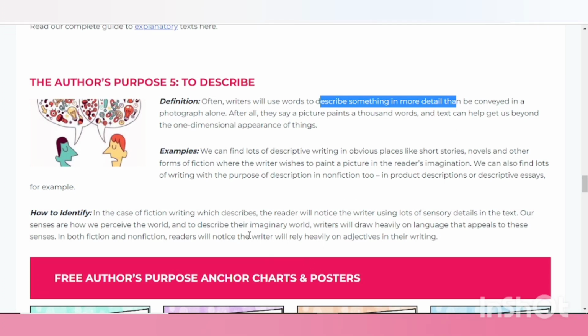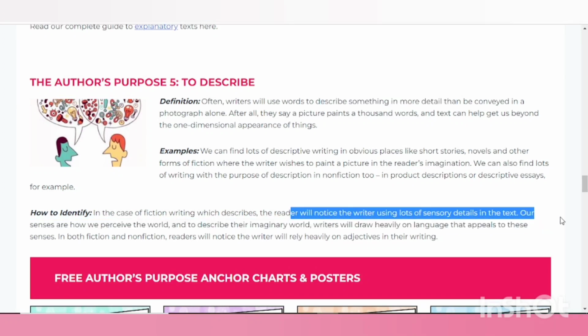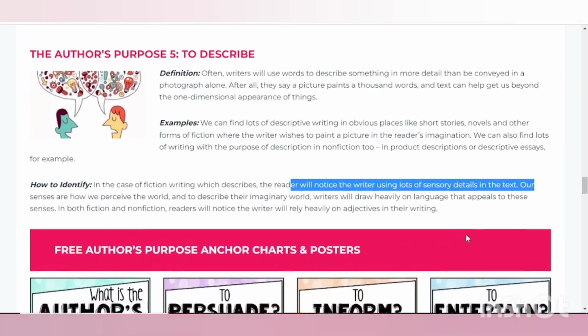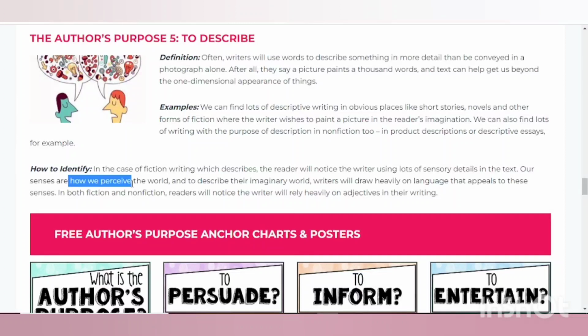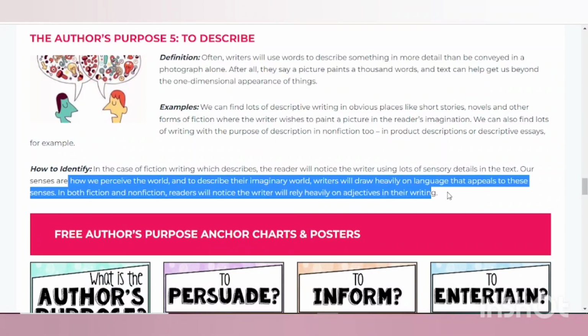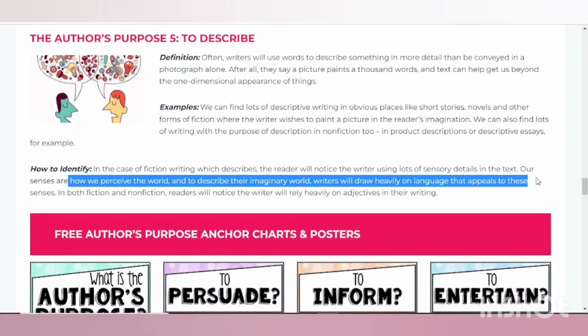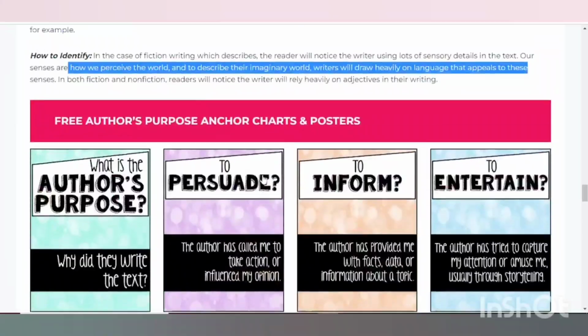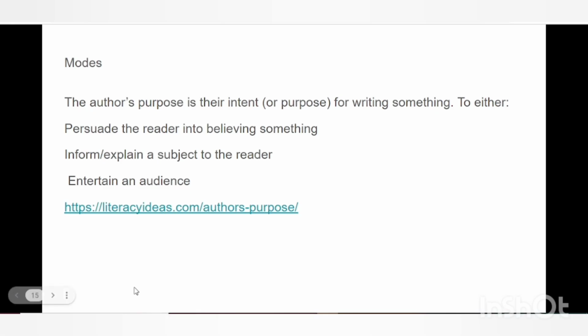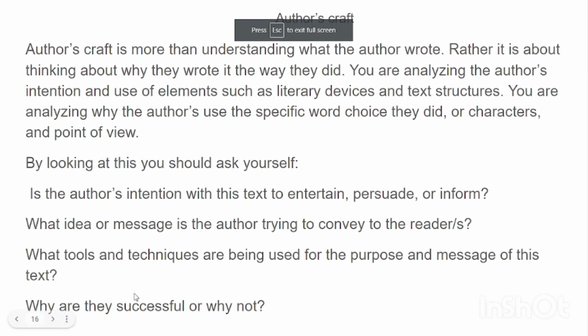How do you identify this? The reader will notice the writer using a lot of sensory details, right? So, how they use the senses to perceive the world and to describe an imaginary world. Writers may draw heavily on language that appeals to these senses. So, that's modes. So next, I'm going to do author's craft.